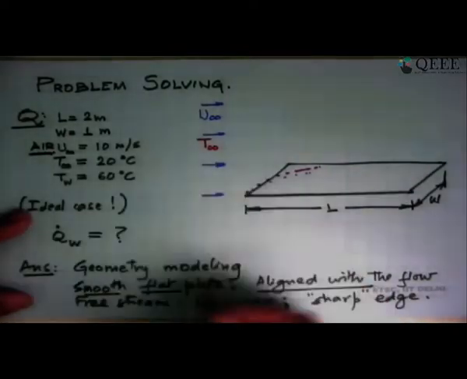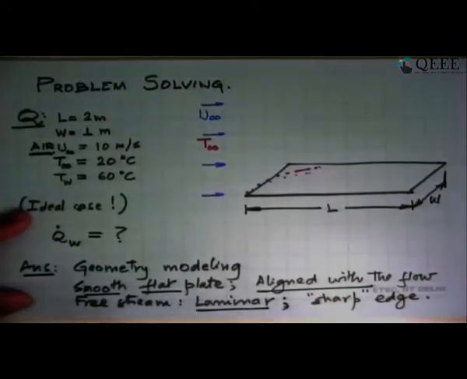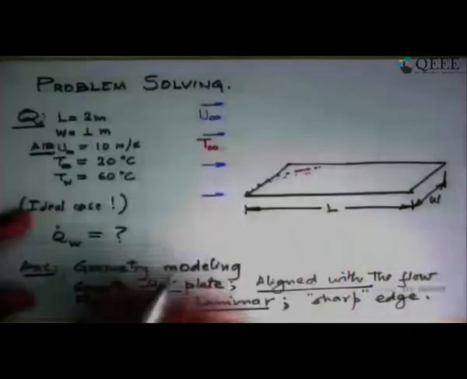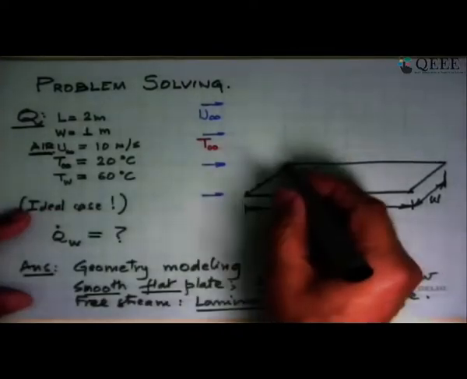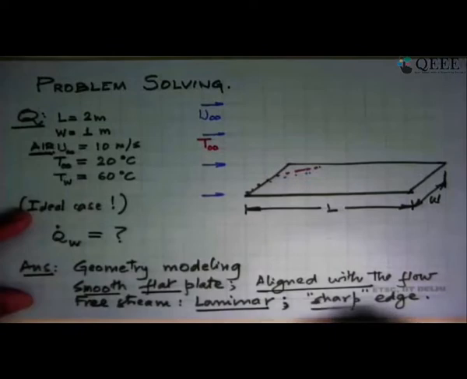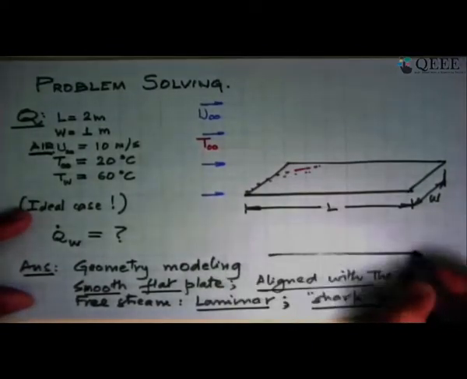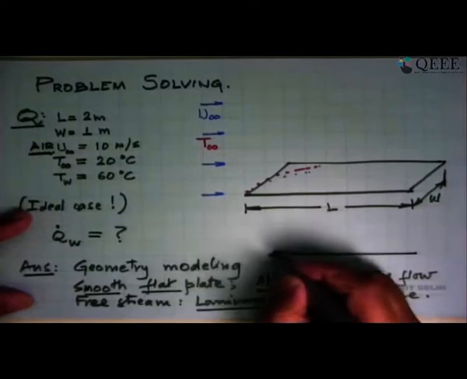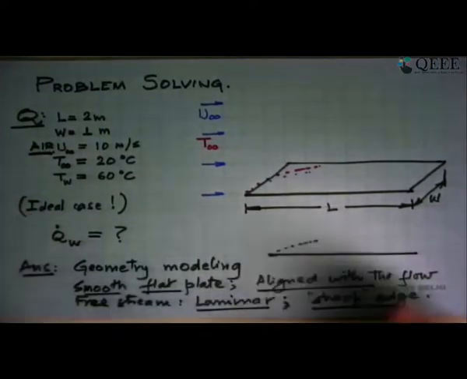Then we say, well, what is the free stream condition here? We say it is laminar flow. It has got no turbulence in it. So this is the flow. And we say that when the flow comes onto the plate, this edge is very sharp and clear. So what you are saying is that at the edge of this plate, everything is perfect and a laminar boundary layer begins to build from there. Okay, so this is what we have done.